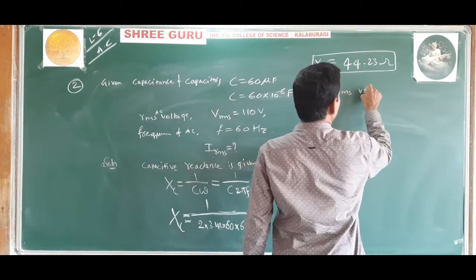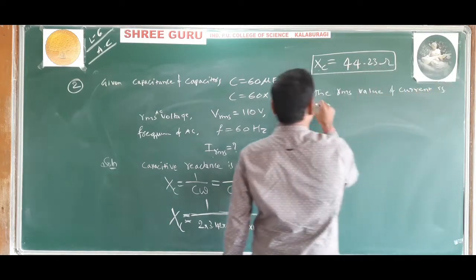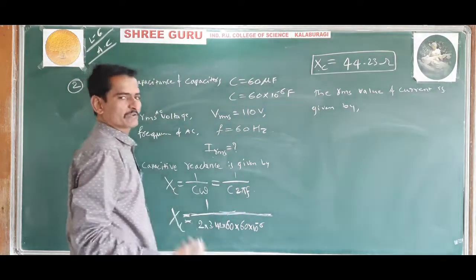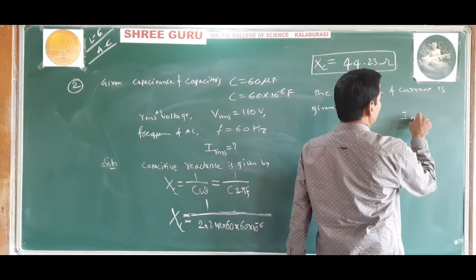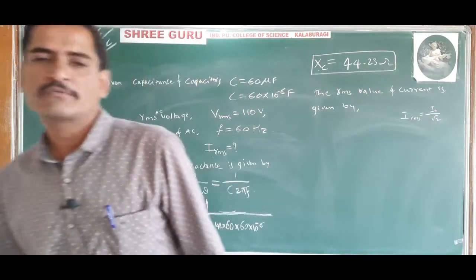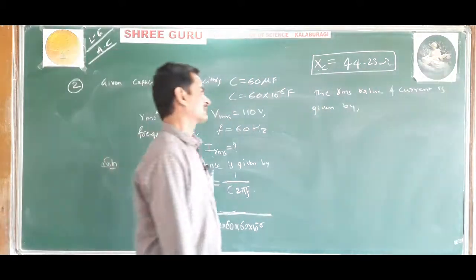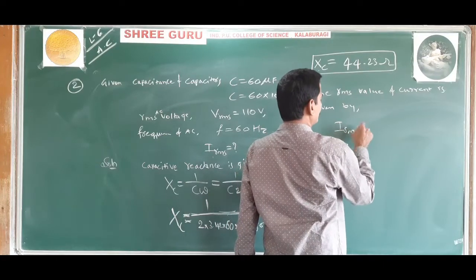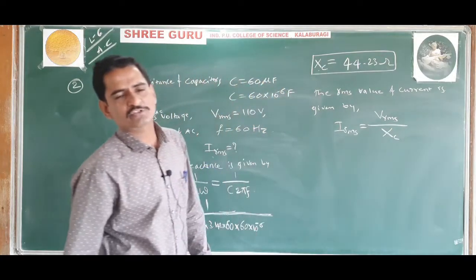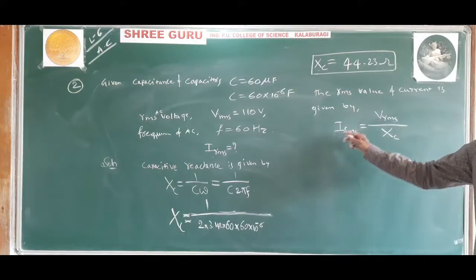If they had given the peak value, then we could have used the formula IRMS is equal to I naught divided by root 2. But they did not give the peak value of current, that is the maximum value of current. So we have to think. We have to use the formula IRMS is equal to VRMS divided by XC. That is the opposition in the circuit, same as Ohm's law, I is equal to V by R.